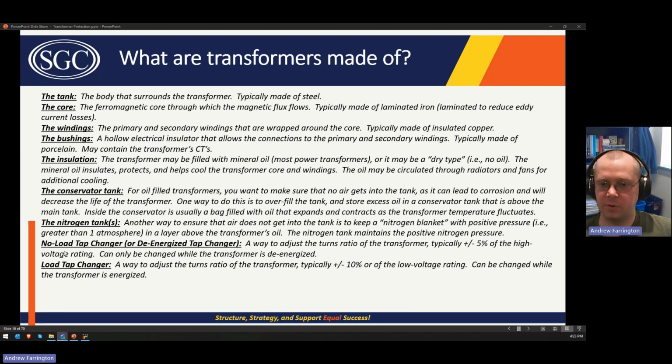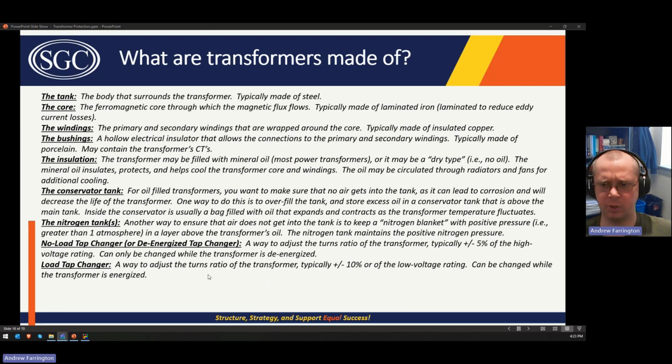You also have typically a no-load tap changer, also known as a de-energized tap changer, and that's a way to change the transformer ratio, typically within a range of plus or minus 5% of the high voltage rating. And the no-load or de-energized tap changer can only be changed when the transformer is not under load, thus the name. The other type of tap changer is the load tap changer, and this is also very common.